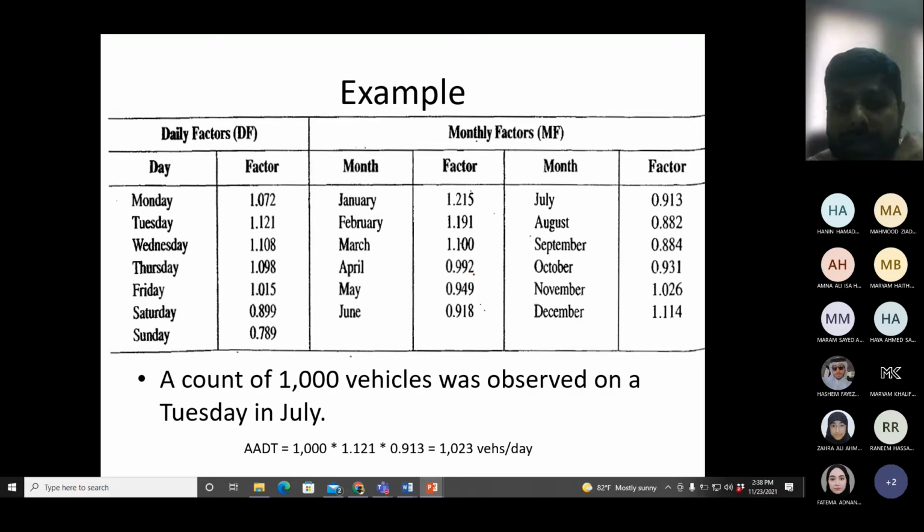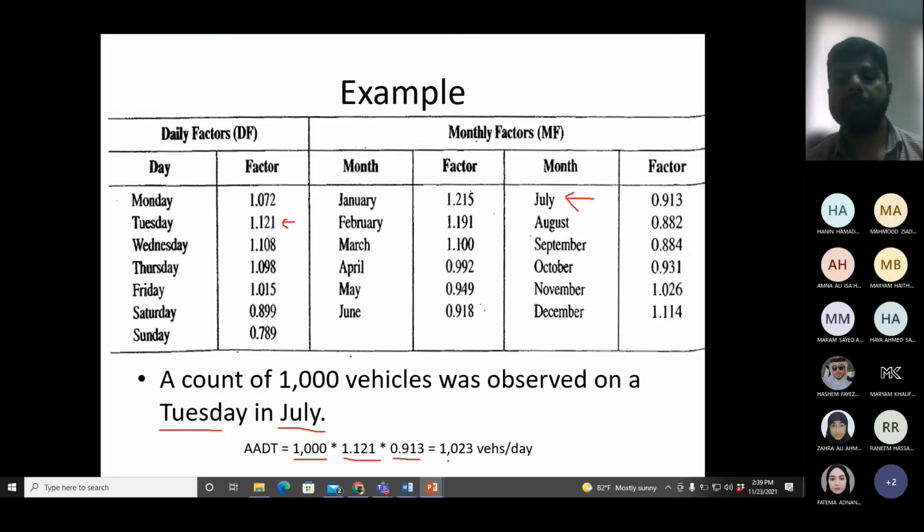A clarification here: the adjustment factors and the count are coming from two different locations. The adjustment factors always come from the control count, and the statement is telling you the count for a coverage count location. Now, if you want the ADT for this location on which the count was taken, you will multiply with the adjustment factor of Tuesday and the adjustment factor of July. Tuesday because it was taken on Tuesday, and July because it was taken in July. So 1000 is the count which was taken on the coverage count, and 1.121 is the adjustment factor for Tuesday, and 0.913 is the adjustment factor for July.